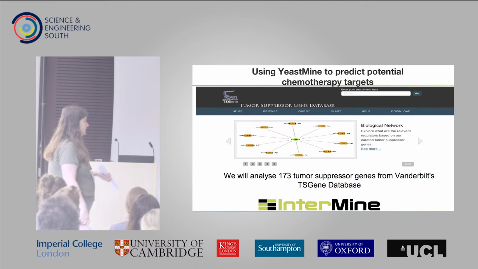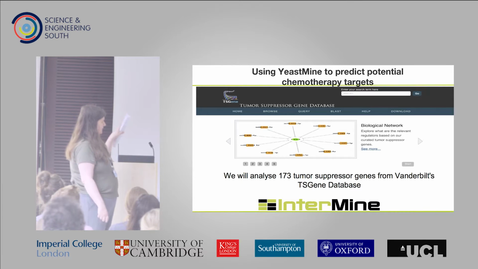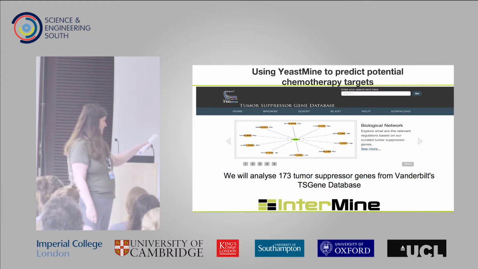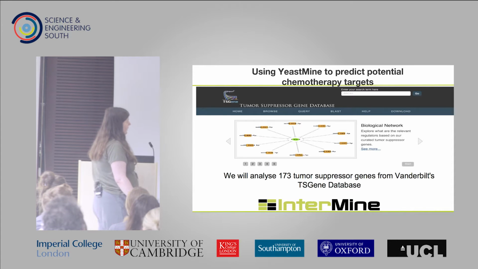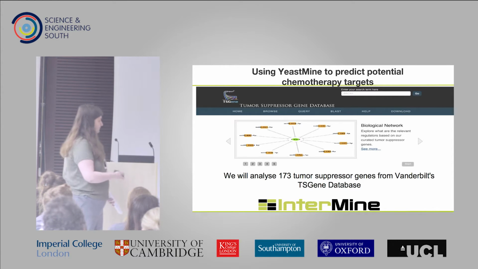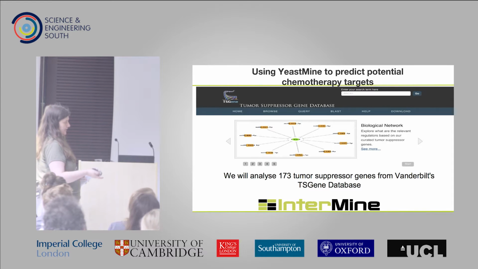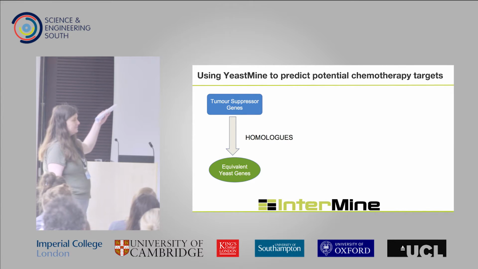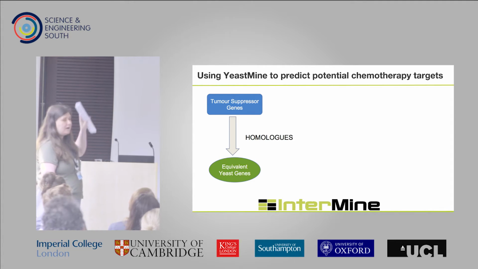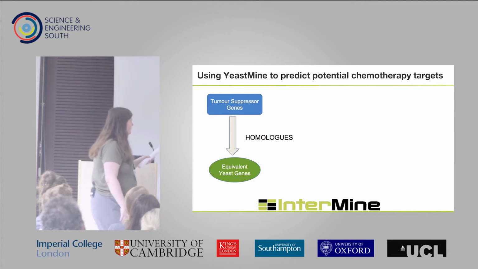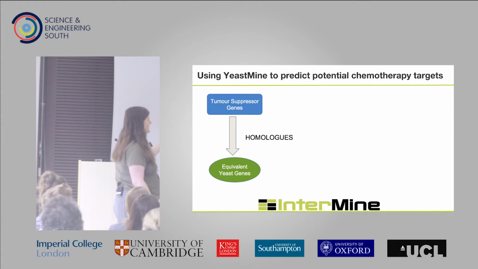So the first thing we're going to do is download some tumor suppressor genes, 173, from Vanderbilt's TSG database from this other database. So data sharing again. We download 173 gene identifiers and put them into InterMine. So we have our tumor suppressor genes. These are human genes, but we're going to convert them to yeast genes.